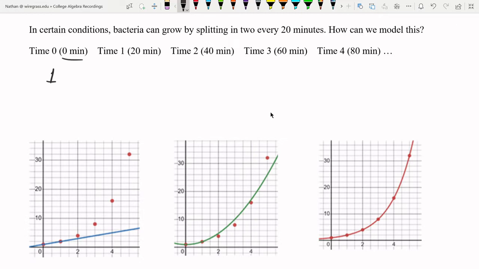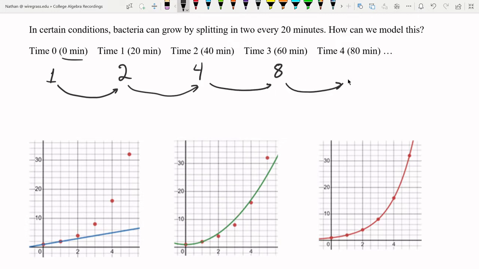Then after 20 minutes, we have our first interval of time. So this will be time one, right? They split in two, so there's going to be two bacteria. Then we're going to do another jump by 20 minutes, and you're going to see that it's going to split again, but each one splits in two, so it's going to be 2 times 2, 4 bacteria now. And as you can see the pattern growing, this is going to be 8 for the next time jump, and then finally 16 for the last one here.